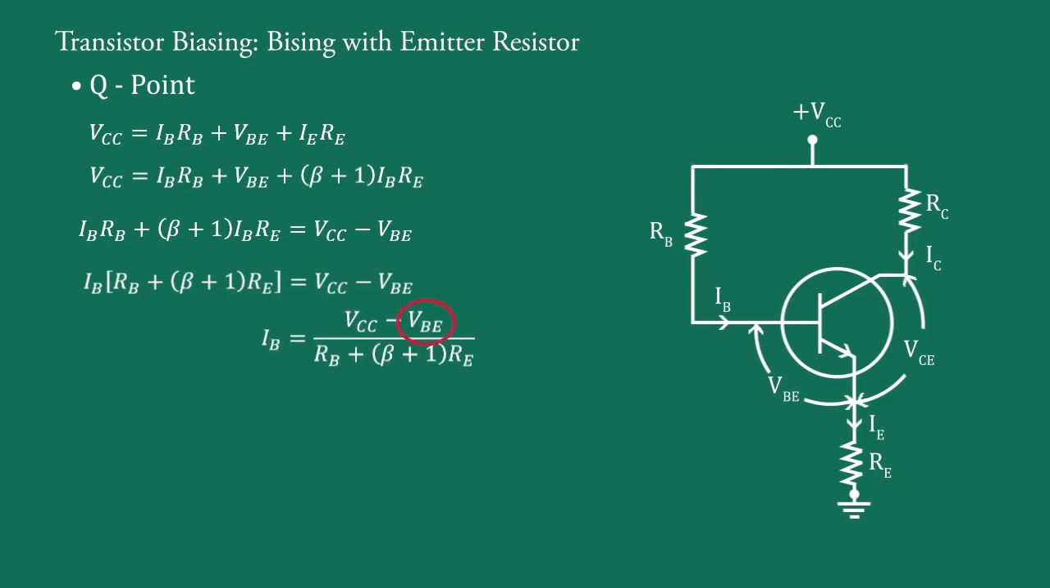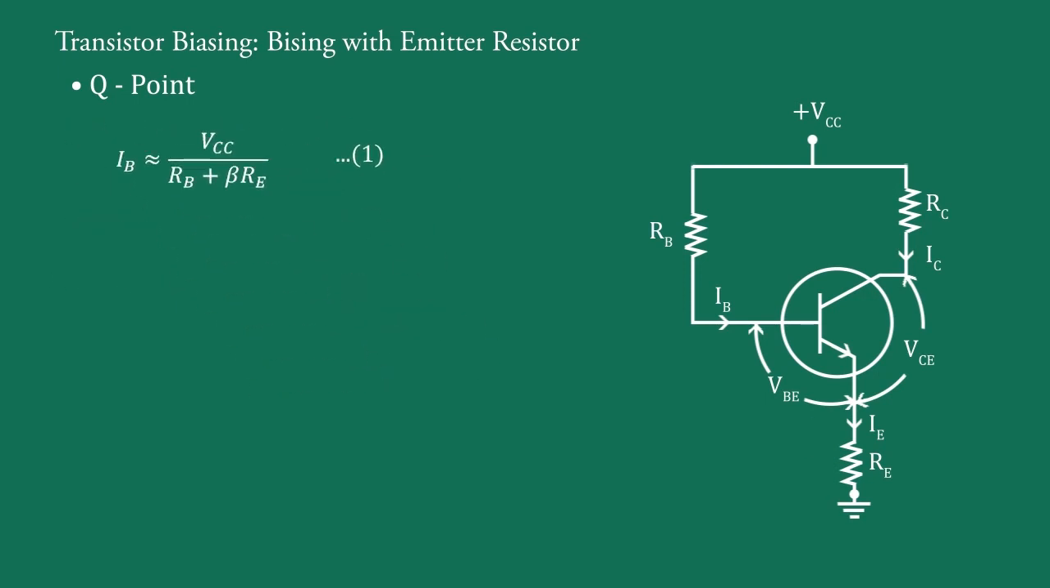Here VBE is comparatively small, therefore we take VCC minus VBE equal to VCC, and beta is very much greater than 1 and therefore we take beta plus 1 equal to beta. Therefore, we get IB equal to VCC upon RB plus beta RE, say equation 1. Now, collector current IC is defined as IC equal to beta IB. Putting the value from equation 1, we get IC equal to beta into VCC upon RB plus beta RE.